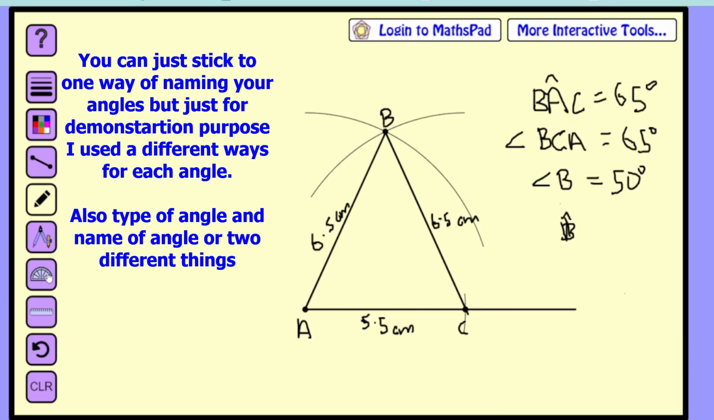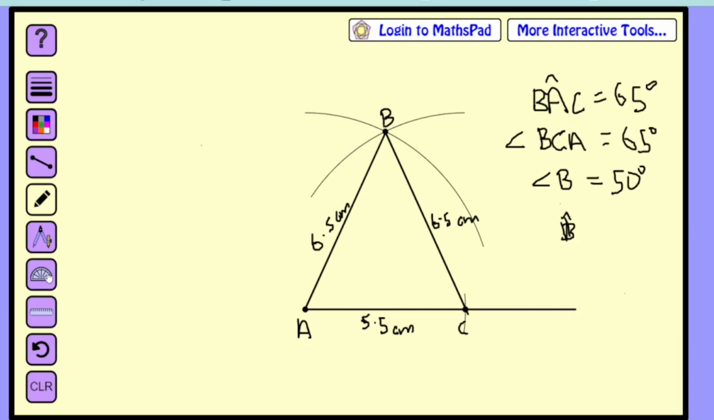So we have just constructed 3-sided triangles. And for this last triangle, we measured the 3 angles that are there in the triangle and named them.